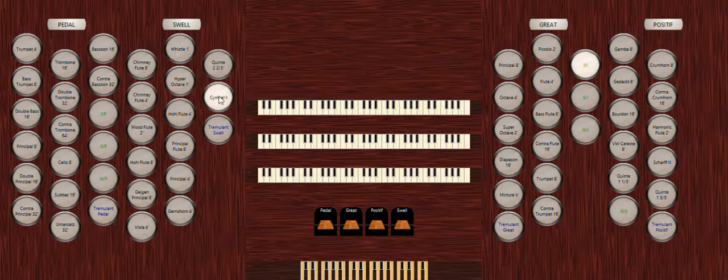So, 2-rank cymbal. Whoa, volume is too high. There we go. A 2 2/3 quinte. What else is there? We have 4-foot Hohl Flute. Eight-foot Principal Flute.